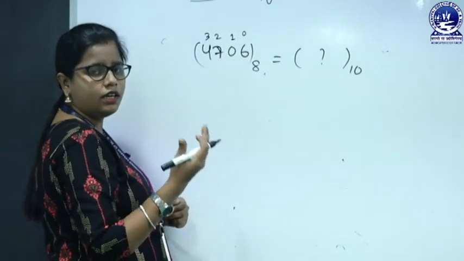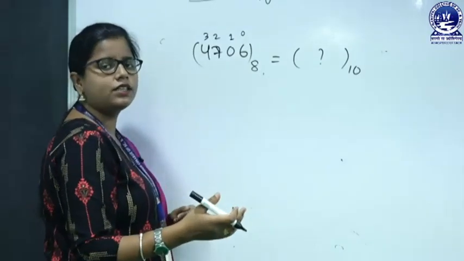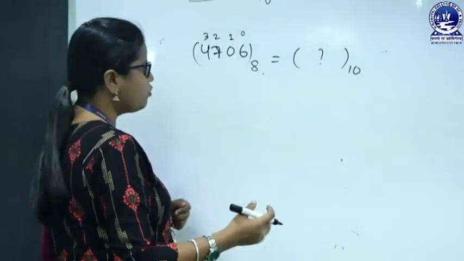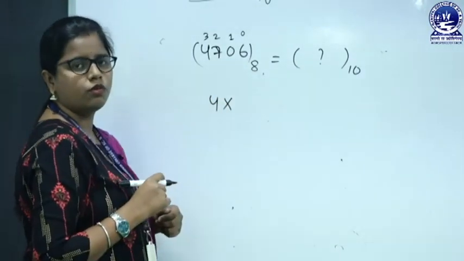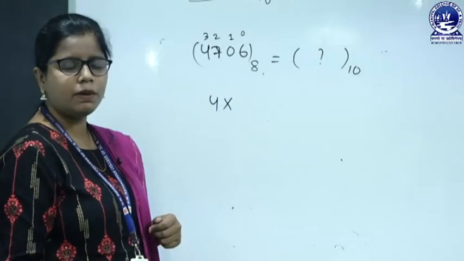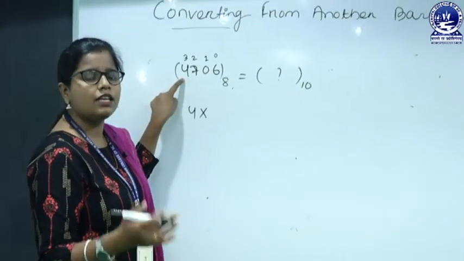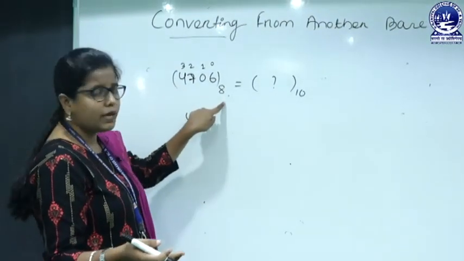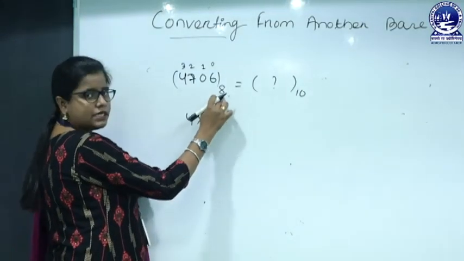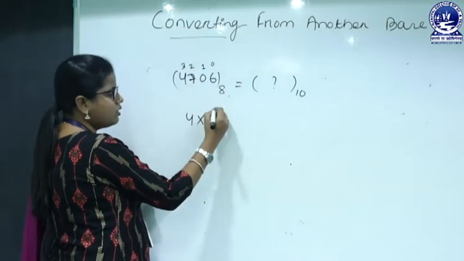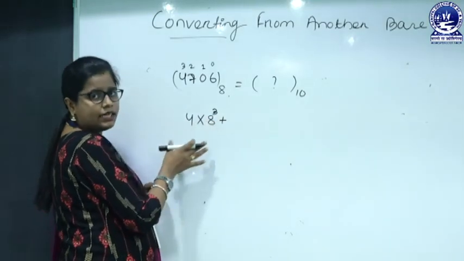So how can we calculate the equivalent decimal number without calculating the column values individually? What we can do is, we will go for 4 into, what actually the method is, we have to multiply the digit with the column value. And how do we get that column value? That is the base to the power weightage. So what is the base here? The base is 8. So 4 into the base 8, and the weightage is 3. Then we will add the individual products.